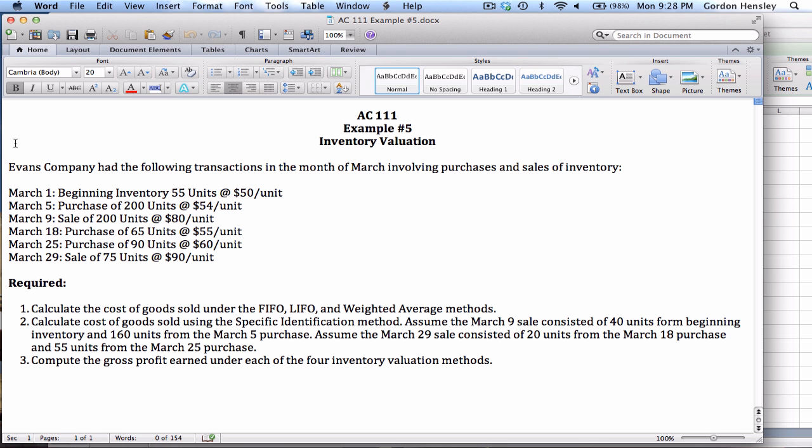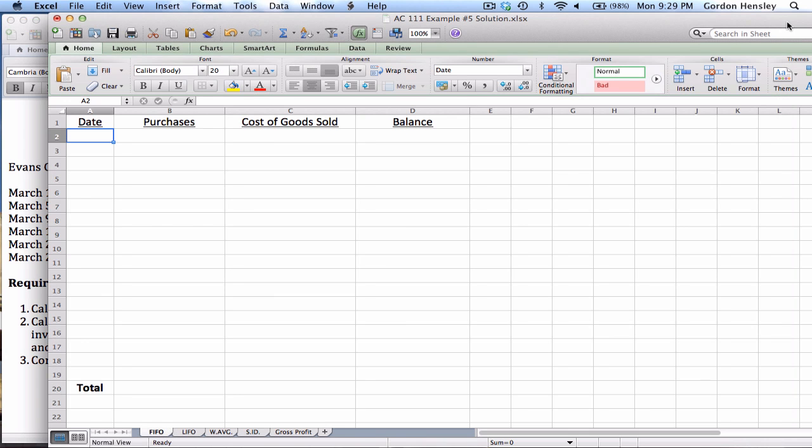So what are my transactions here? Well, the very first transaction is on March the 1st, and it says they had a beginning inventory of 55 units, and each one of those units costs $50 a unit. So this is on March the 1st. Now, beginning inventory, that is going to go under purchases because it's basically inventory that we purchased in the past and we had it at the beginning of the month. So we had 55 units at $50 per unit. So that's just our beginning inventory that goes under purchases.